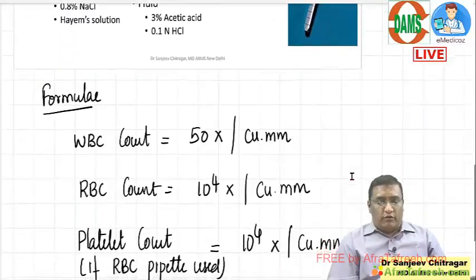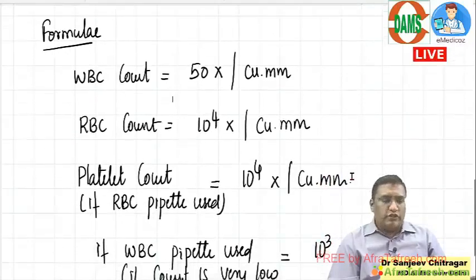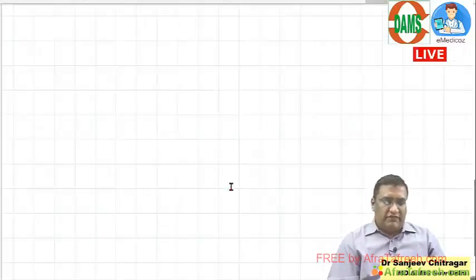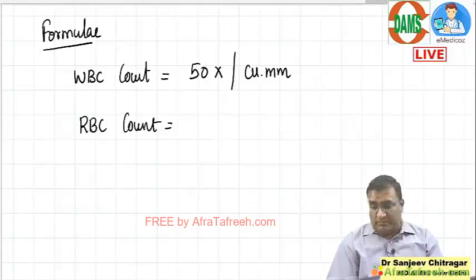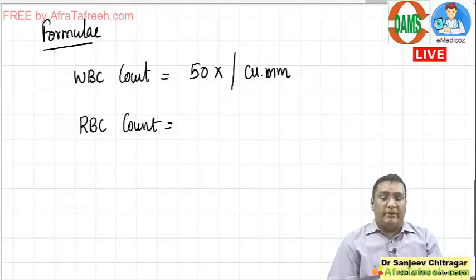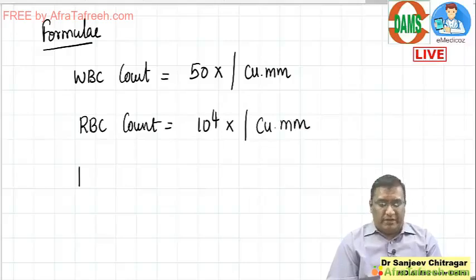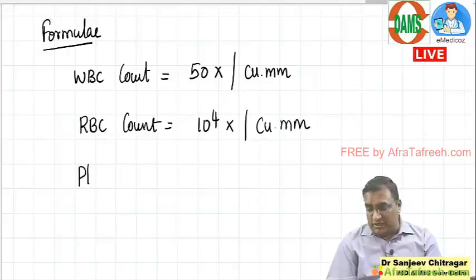So what is the formula for the count? Just to know this formula, the formula for WBC count is 50x per cubic millimeter. So what is the x? X is the number of WBCs that you count in those chambers. 50x per cubic millimeter. That is the WBC count. RBC count formula is 10 to the power 4x per cubic millimeter.